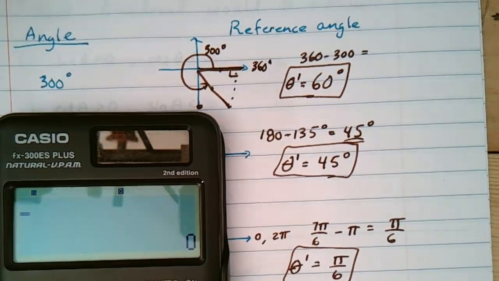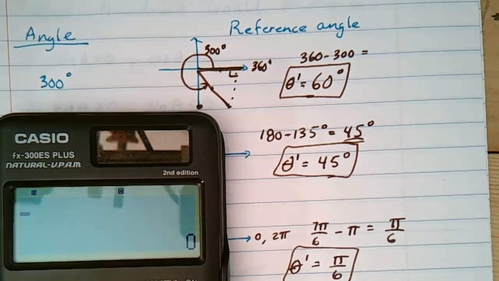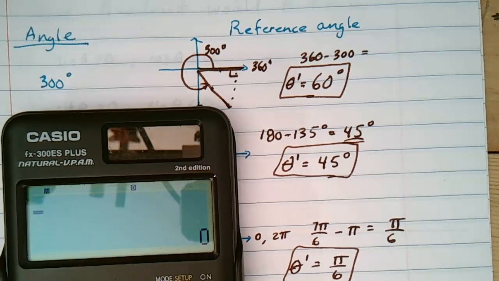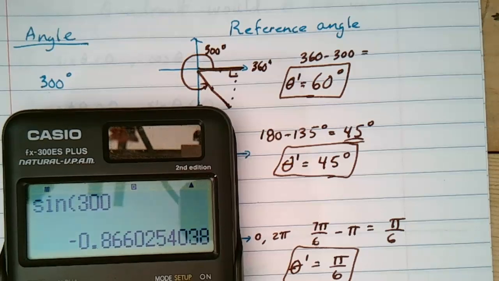I want you to notice that my calculator is in degree mode. So I'm not going to do the radian problems, I'm only going to do the degree problems. Now, I'm going to play a little fun game. I'm going to type sine of 300, and you should be typing this along with me. And you get negative 0.866.